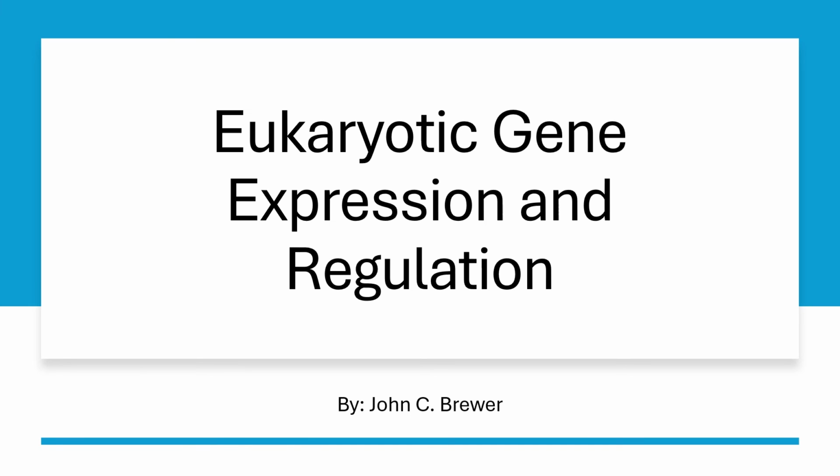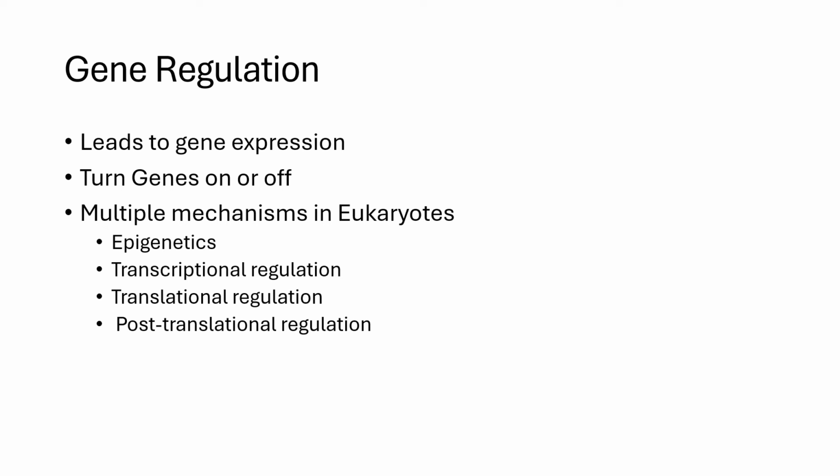This presentation is going to be covering gene expression and regulation in eukaryotes. Gene regulation is the process that leads to gene expression and is effectively just the process of turning genes on and off, which allows cells to not express all of their genes in equal measure all of the time, which is logistically useful because some proteins are needed more than others or needed to function only in certain conditions.